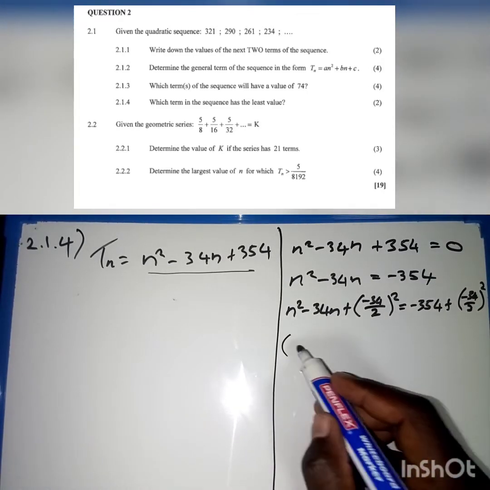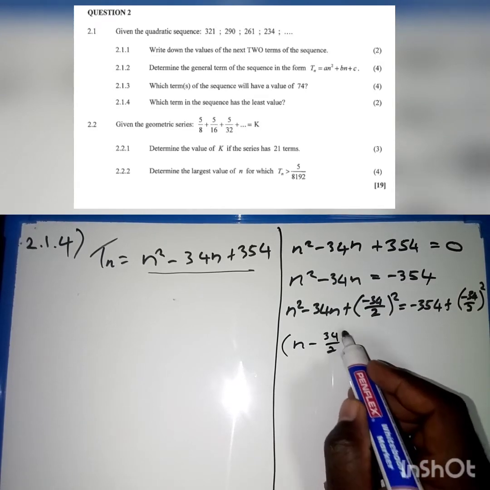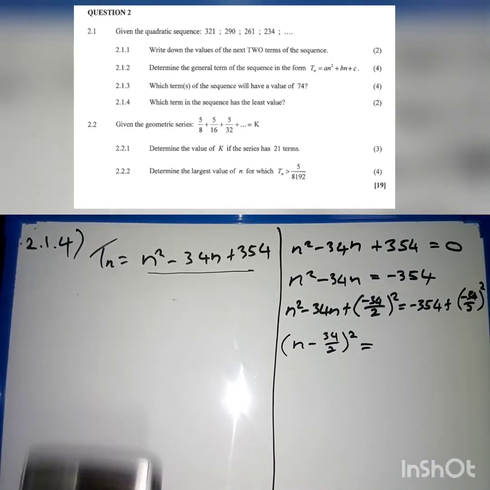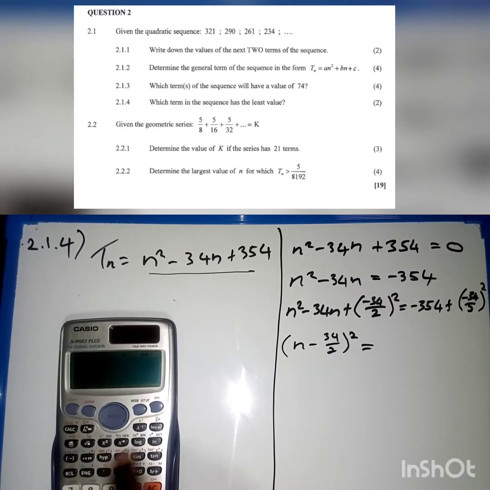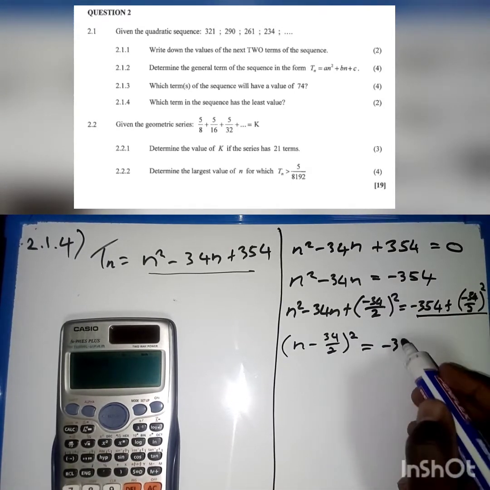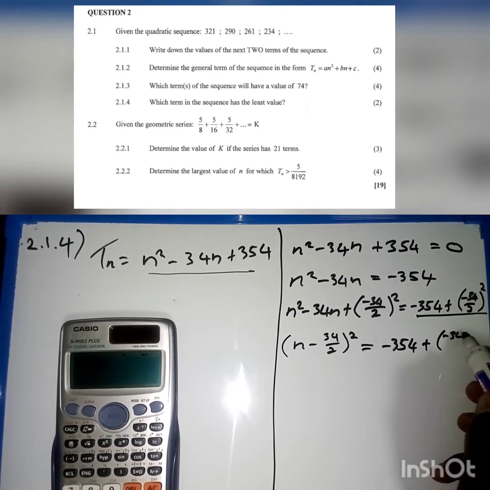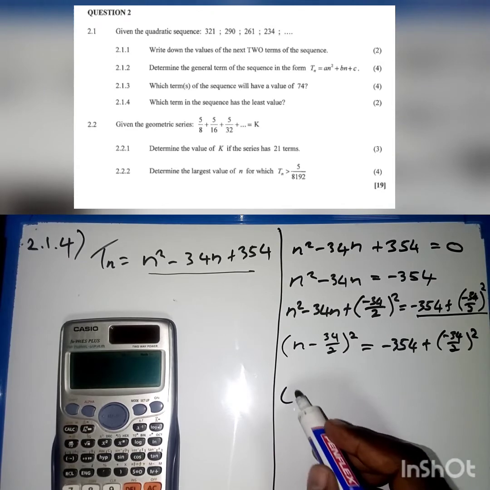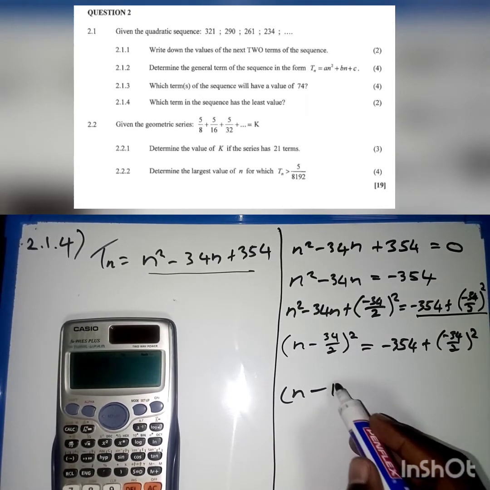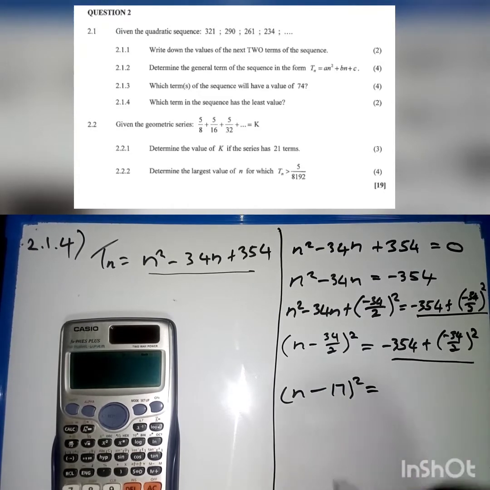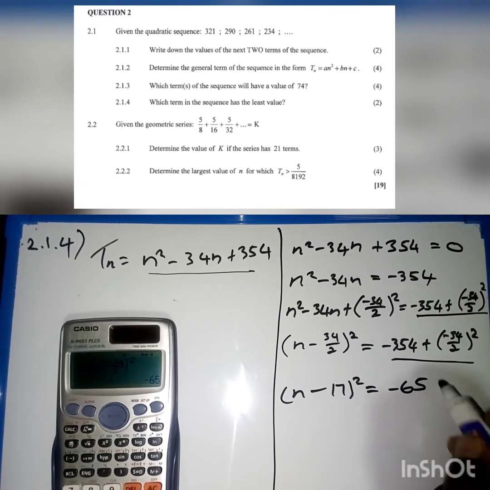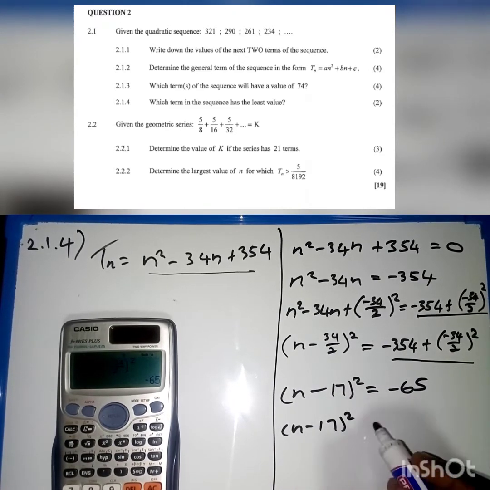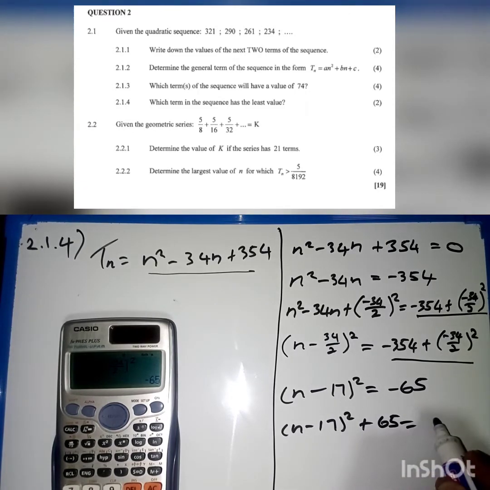And then I'll open my bracket and have (n - 34/2)² equals negative 354 plus (negative 34/2)². So n minus this will give me negative 17 squared, which is equal to negative 34 over 2 squared. So this will give me negative 65. So (n - 17)² plus 65 will be equal to 0.